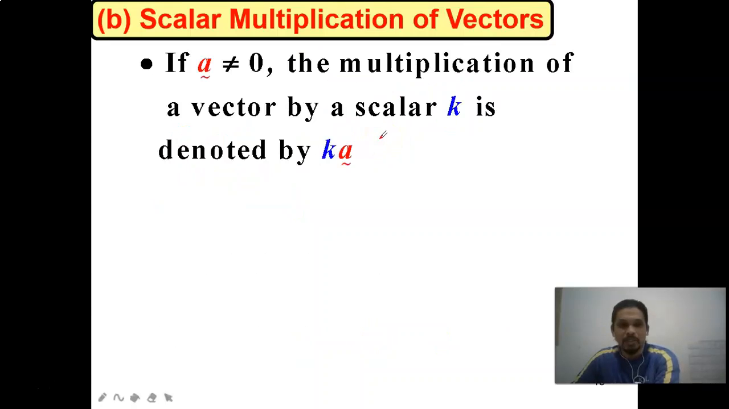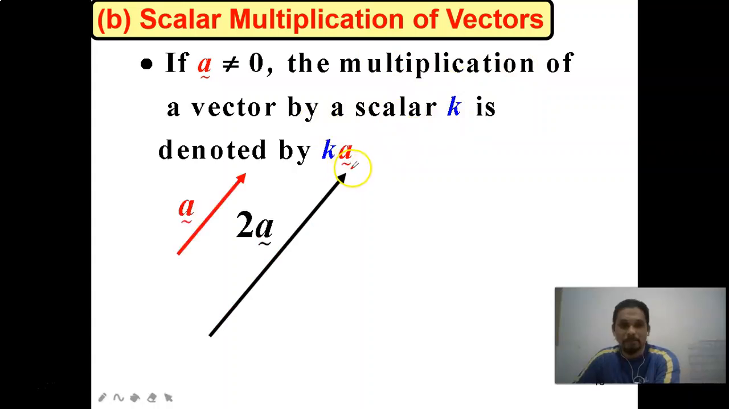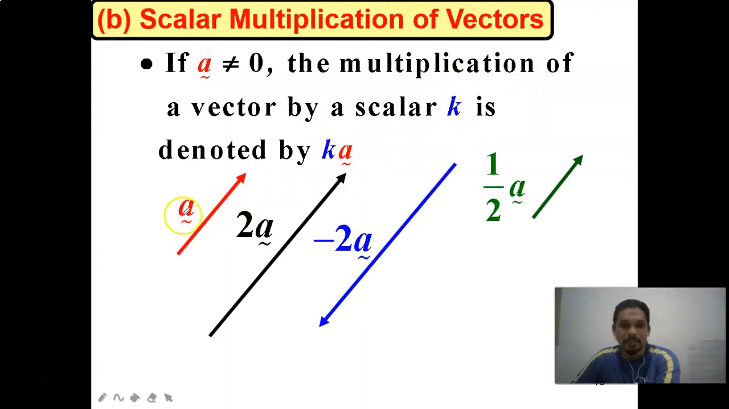If A is not 0, the multiplication of a vector by scalar k is denoted by kA. So this is the single vector A. Look at this one here now. The magnitude of this vector is double the original vector A, so it's 2 times the vector A, and this is also double the magnitude, but look at the direction here now. The direction is opposite, or different.